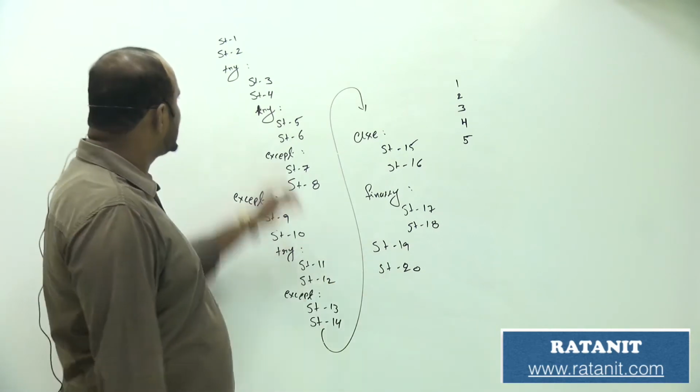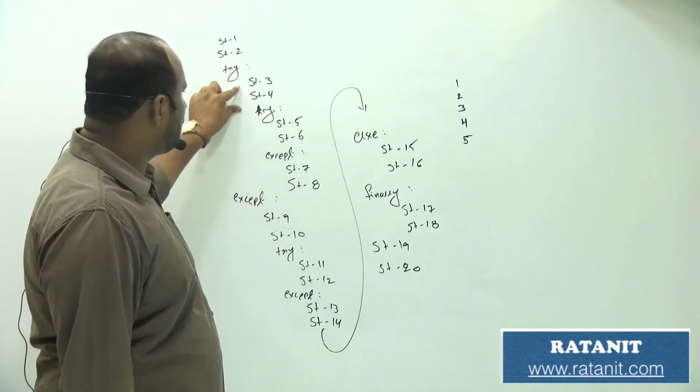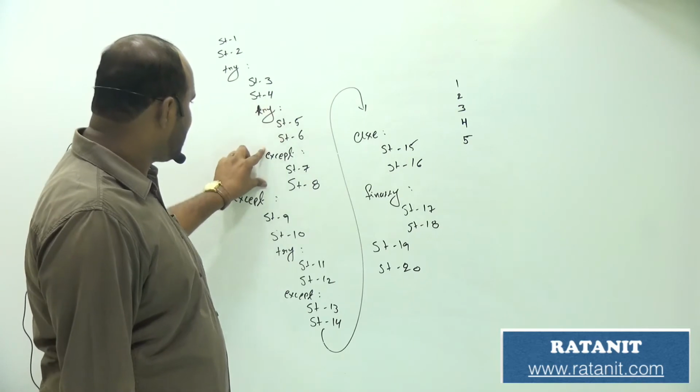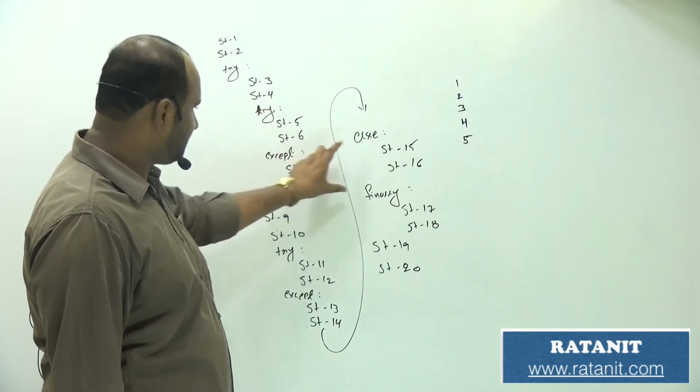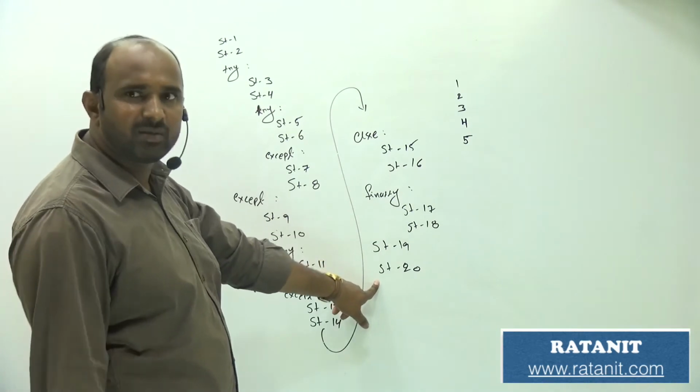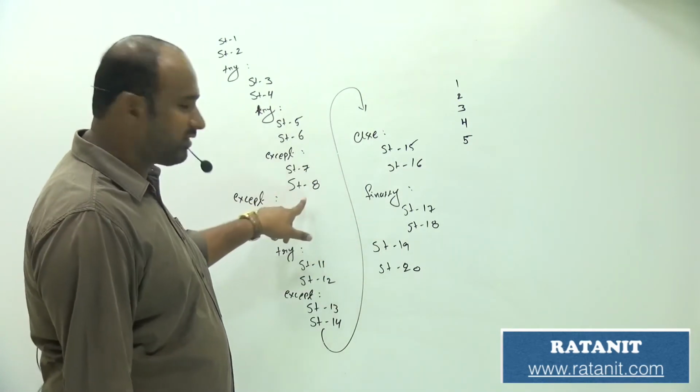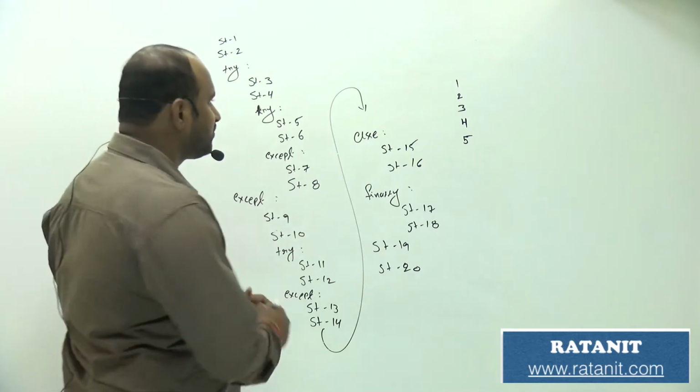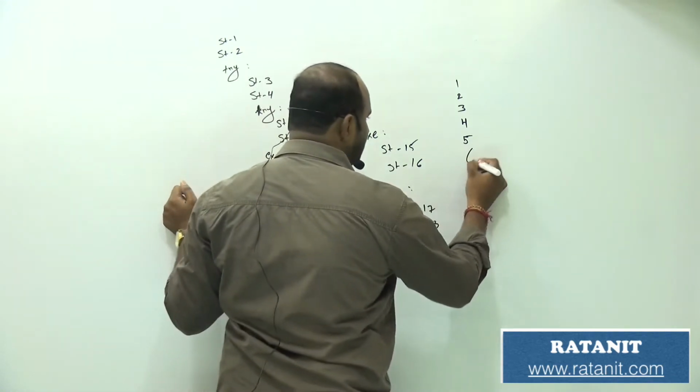I'm repeating once again: 1, 2, 3, 4, 5 exception. Except block is matched, 7, 8. Then 17, 18, 19, 20. Normal or abnormal termination? Normal termination. Why? Except block is matched, right? That's it.